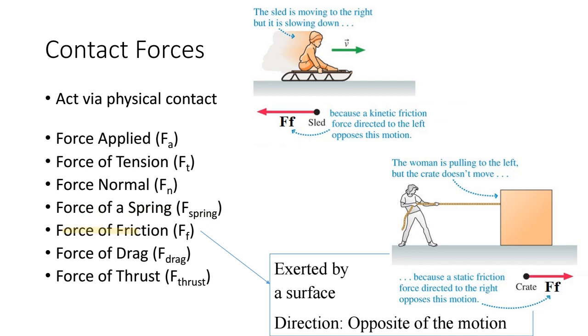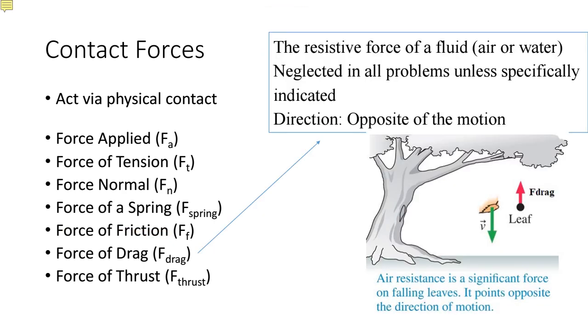Friction is also going to act in the opposite direction of your motion. Friction is the force exerted by a surface to oppose motion. Drag is specifically friction applied by a fluid, such as air or water, like air resistance or the resistance of water as a boat cruises through a lake. We are actually going to ignore drag in all problems unless specifically indicated.